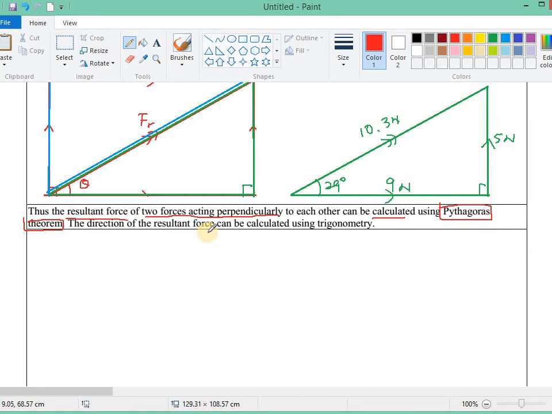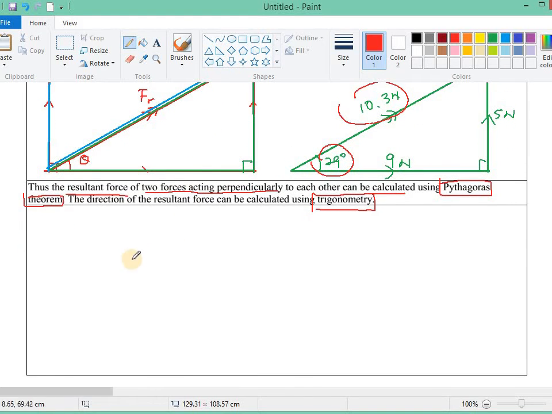So the direction of the resultant force can be calculated using trigonometry. This angle we can get from trigonometry, and this length we can get from Pythagoras theorem. Right now, if that is the case, since we can calculate, it is not necessary to draw the scale diagram. If you want to find the resultant force, you can also calculate by using Pythagoras theorem and trigonometry.